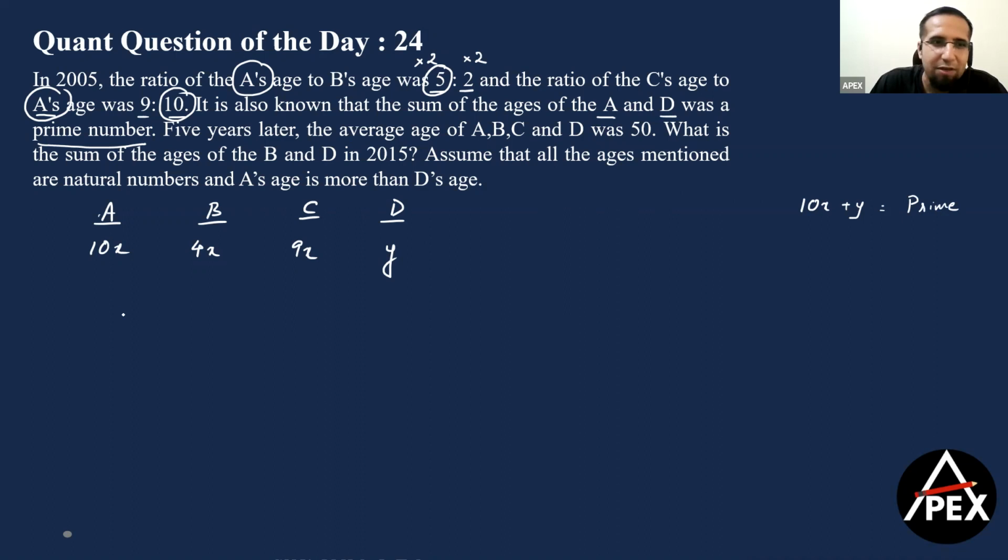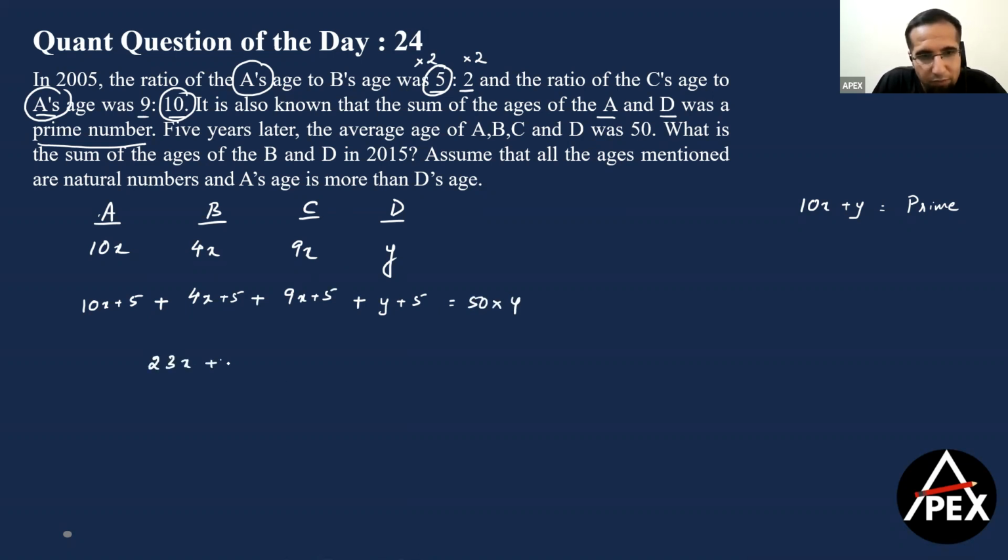Now the question says 5 years later. Now 5 years later, A's age would be 10x plus 5. Clear? B's age would be 4x plus 5. C's age would be 9x plus 5 and D's age would be y plus 5. Clear? The average of ABCD was 50. Now average is nothing but sum total divided by number of terms, so sum total is average into number of terms. So the sum total of these terms is equal to 50 into 4. So what do we get here? We get 23x plus y is equal to 180 from here.